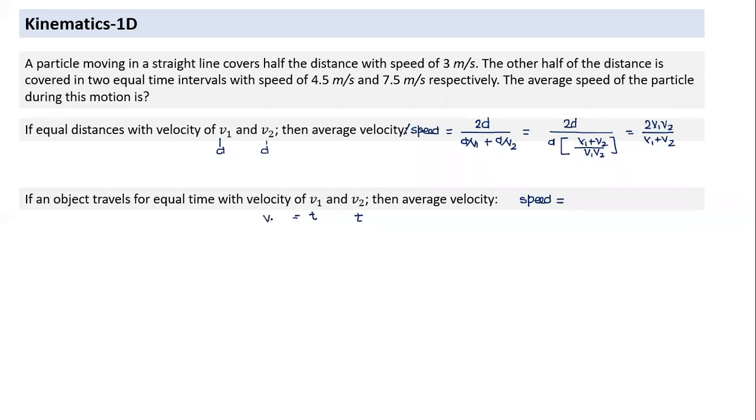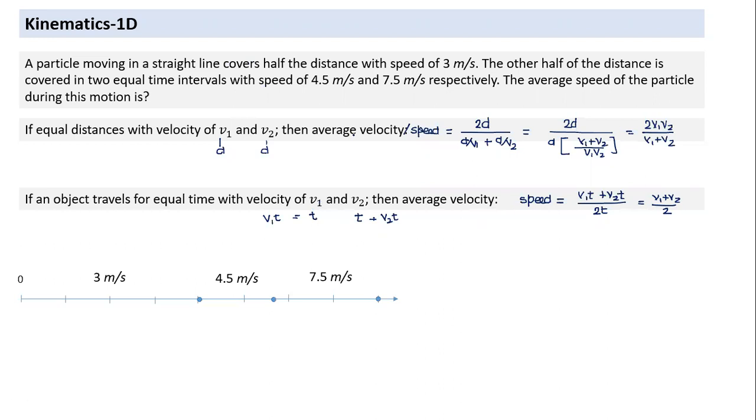The distance traveled here is v1t, speed into time, and the distance traveled here is v2t. So what is the total distance traveled? v1t plus v2t. What is the total time? Not t. Total time is 2t. Hence, average speed is (v1 plus v2) by 2. Okay. Now coming to this question. So this is how it was.